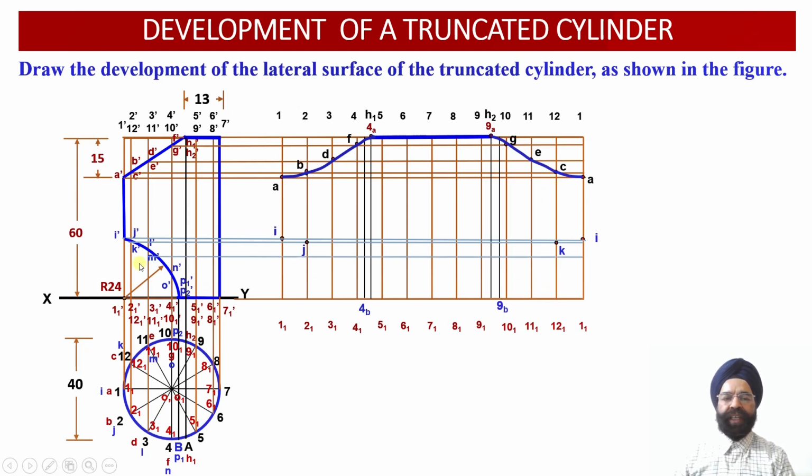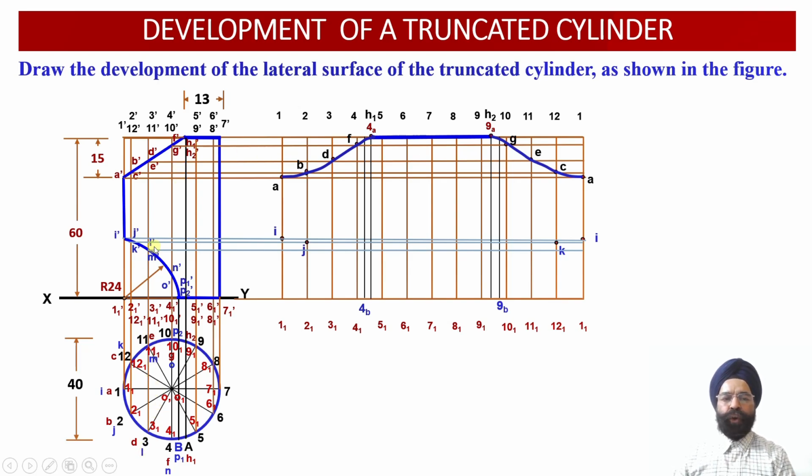Next, 2 points of intersection happen to be L dash and M dash. L dash point lies onto vertical generator 3 dash and 3 1 dash, whereas M dash point happens to lie onto the vertical generator 11 dash and 11 1 dash over here. So in the top view, we also knew L lies onto 3 3 1, M lies onto 11 11 1.